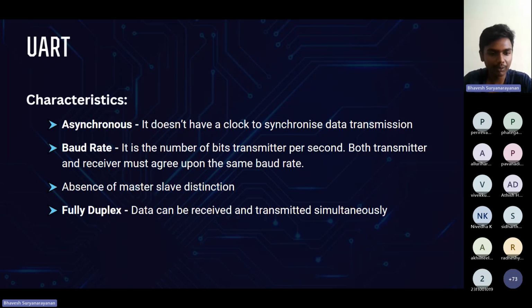And as you can see, there's no master-slave distinction. Both the devices communicate with each other at the same time. There is no distinction where one is master and the other is slave. And lastly, it's full duplex, meaning data can be sent from device A to device B as well as from device B to device A at the same time. So these are the characteristics of UART. If you have any questions about this, you can ask.